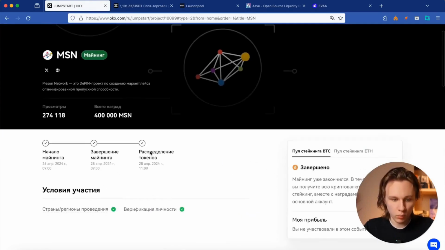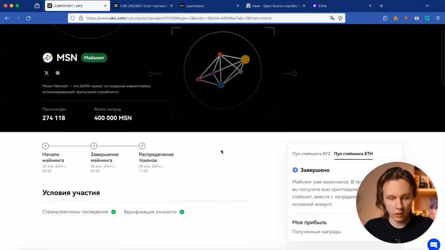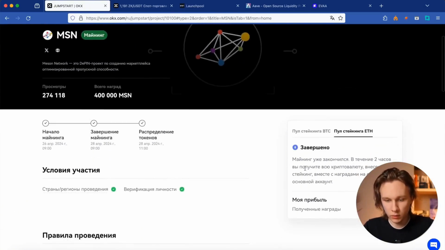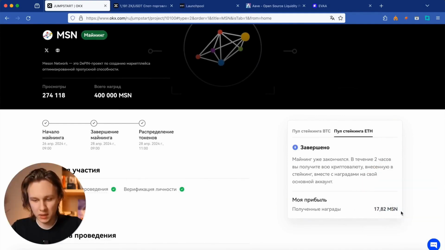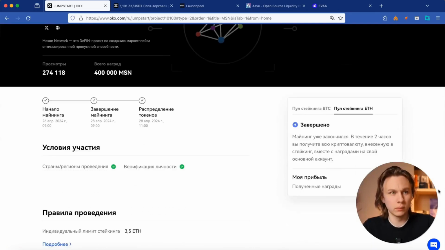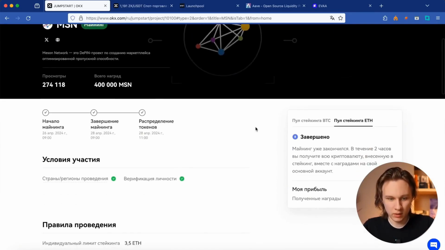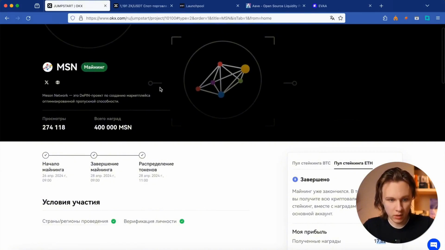From the Mason network project, I also contributed 3.5 Ether, while the price of Ether itself was higher. So I think about $12,000 or so was contributed here. I received 17.82 Mason tokens. At the current rate, I sold them for, let's say, $2, which means I got 35 bucks, which is very little, less than 0.5% on my deposit. Well, there are such projects.